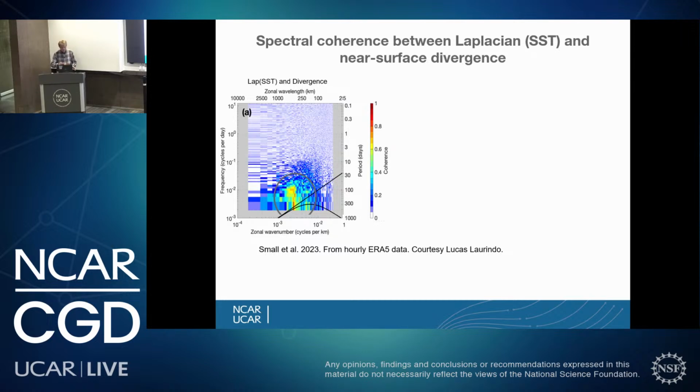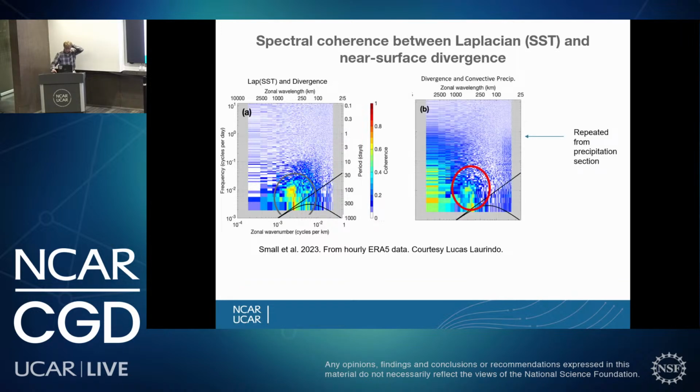And you can look at the variability. This is similar to what I showed before, but now between Laplacian of SST and near-surface divergence. I didn't say that this is a coherence diagram, for those familiar with spectral methods. It varies between 0 and 1, like in the previous slide. So the stronger coherence is in the same region I highlighted in the previous slide.